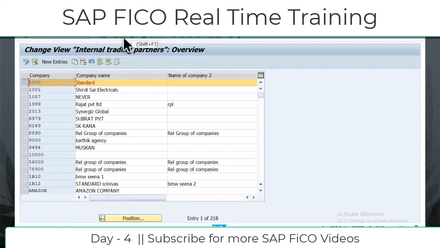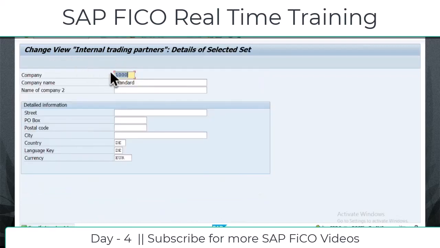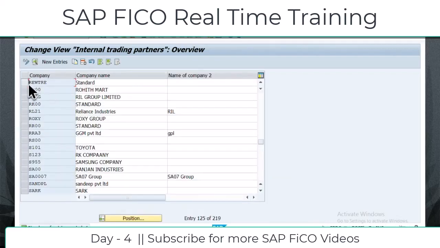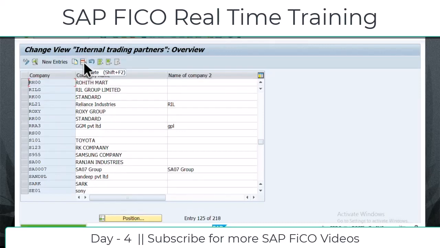Okay, this is the exit button. Here, if you don't want to select, don't select it. Copy as: you can use an existing company and create a new company with reference to the existing one. Then with the copy as option, you can enter it like this. If you don't want it, you can delete it by selecting this option and deleting.